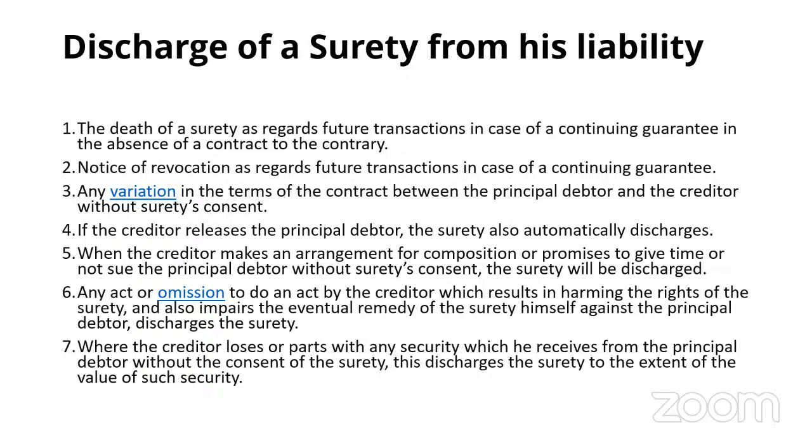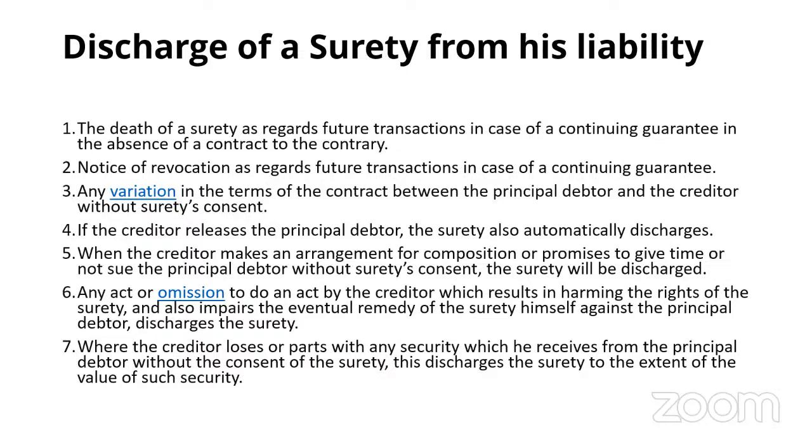Another scenario is, for example, if the creditor promises to give time or not sue the principal debtor without the surety's consent, then the surety will be discharged. The creditor has to take all the required steps in order to get back his money. If he is giving the principal debtor time, if he is not suing the principal debtor, then the surety would be discharged.